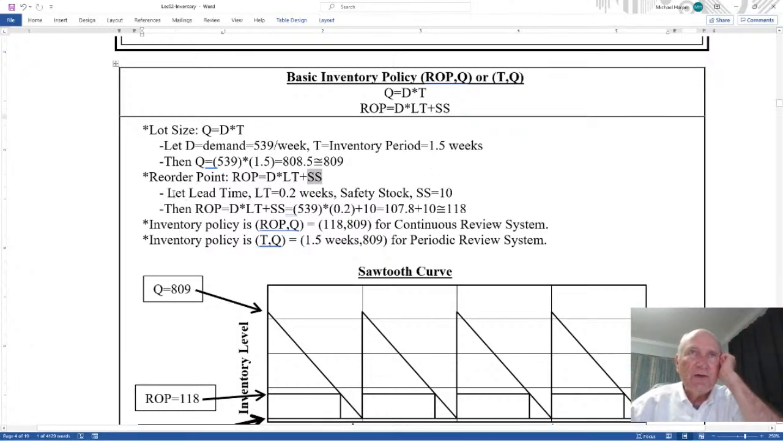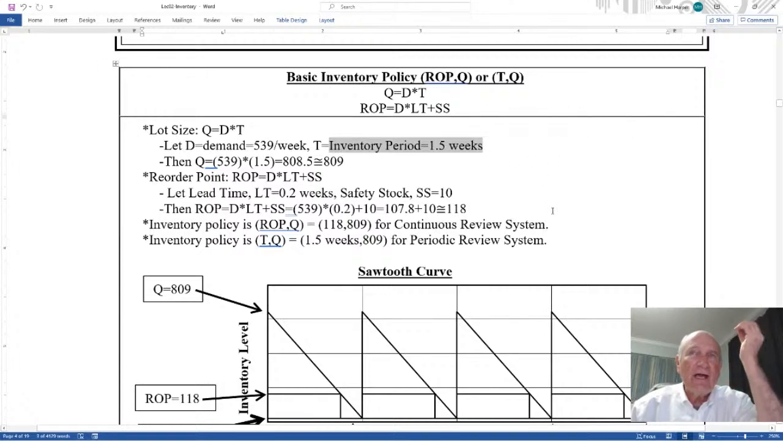So let the lead time be 0.2 weeks. So if a 5-week day is like 1 day. The safety stock is 10. So the ROP then is demand times lead time plus safety stock. There's demand in weeks, the lead time in weeks, plus the safety stock, approximately 118. So now our lot size is 809, ROP is 118, our inventory period is 1.5.